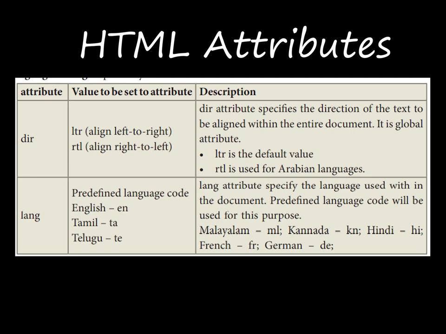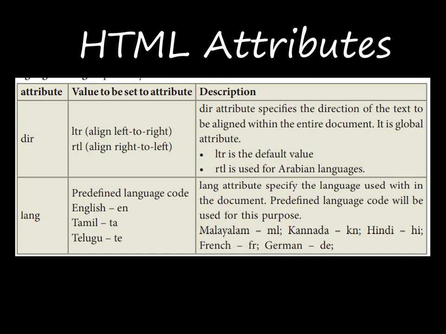The value to be set to the attribute is ltr or rtl. That is align left to right, that is ltr. Align right to left means rtl, right? The dir attribute specifies the direction of the text to be aligned within the entire document. It is a global attribute, right? LTR will be the default value and RTL will be used for Arabic languages and all, right?